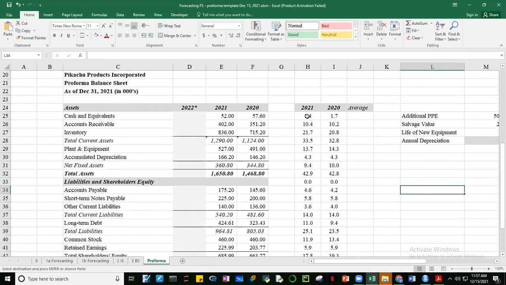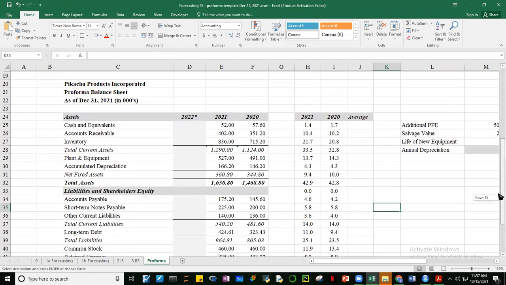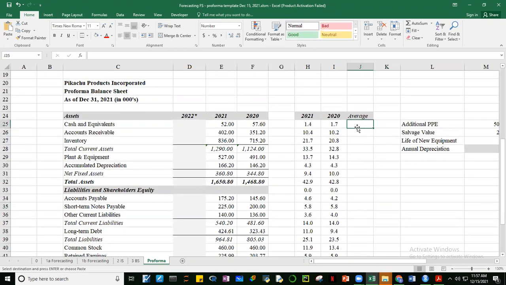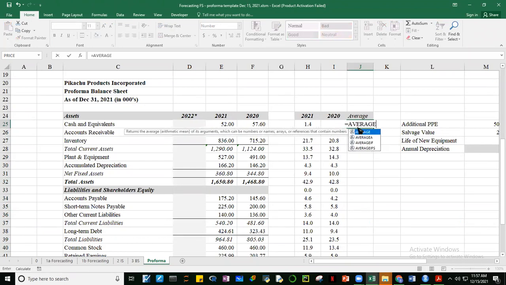So ito guys, itong mga figures na to, it's the ratio of your accounts to your sales. Okay, and then let's also get the average. Tingnan natin kung ano yung mga magagamit natin dito. Average of 2020 and 2021.